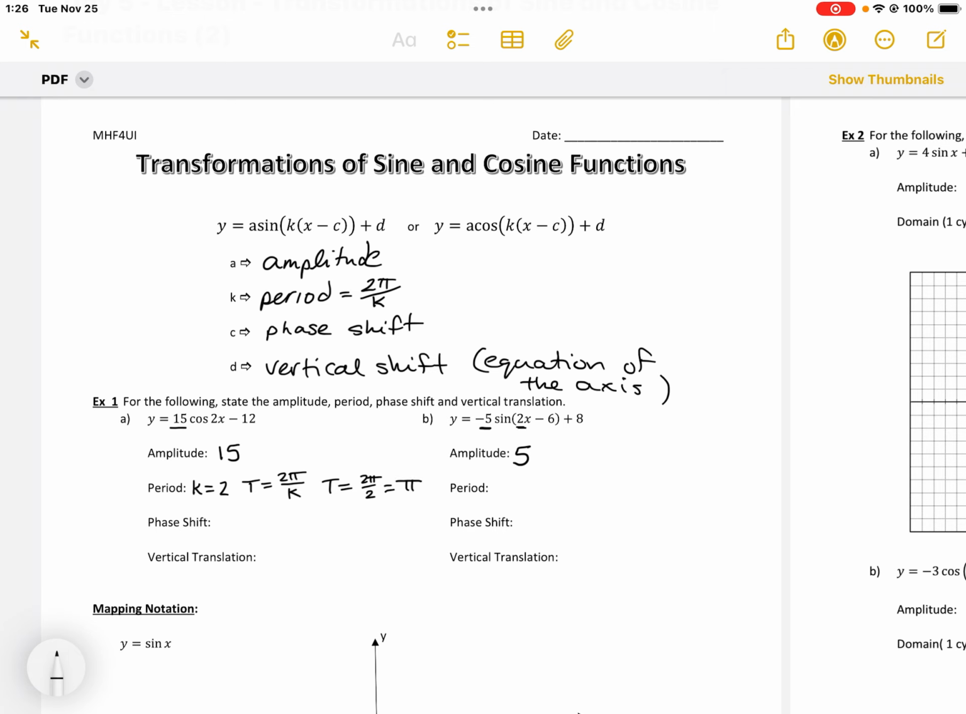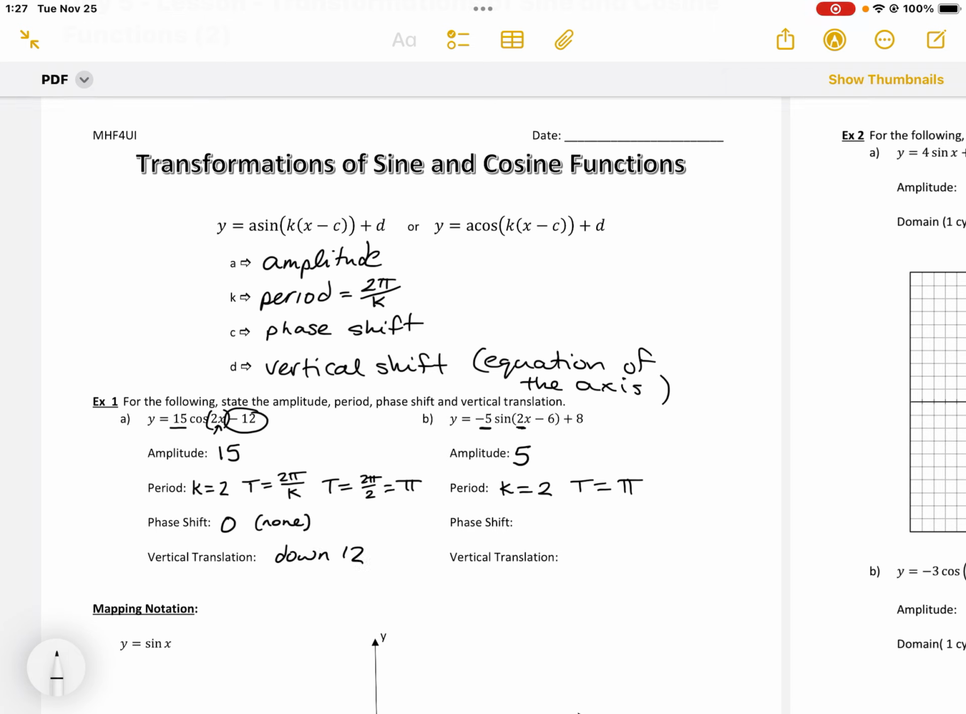Here, our K value is also 2, which means that our period is pi. The phase shift is the number that is beside the x. In this case, there isn't a number beside the x that's inside the argument of the cosine, so our phase shift is 0 or none. And our vertical translation is the last value right here, which is down because it's negative, and then 12.